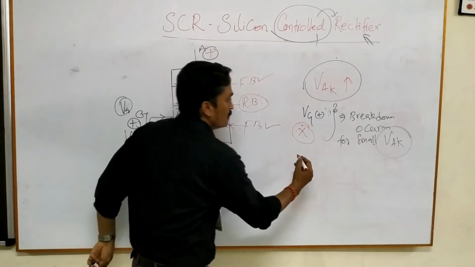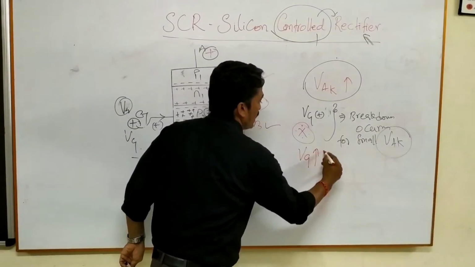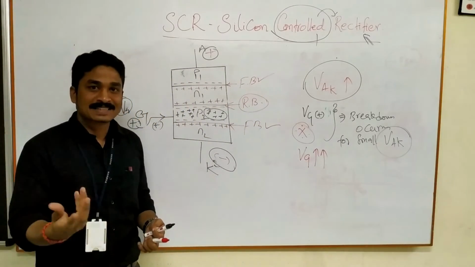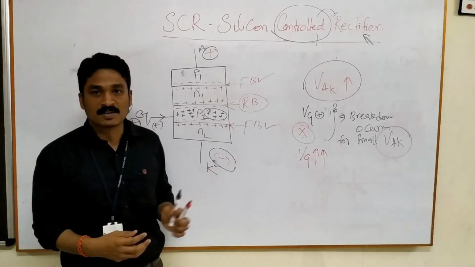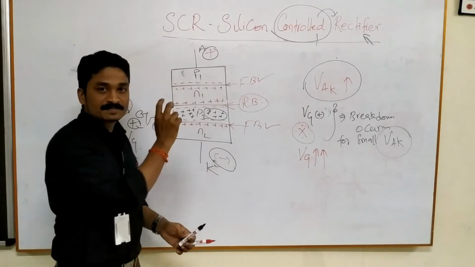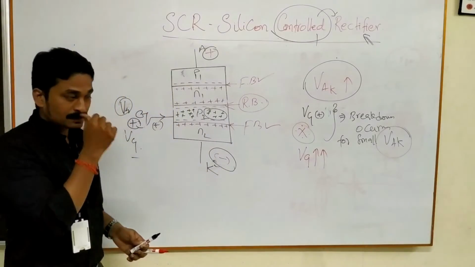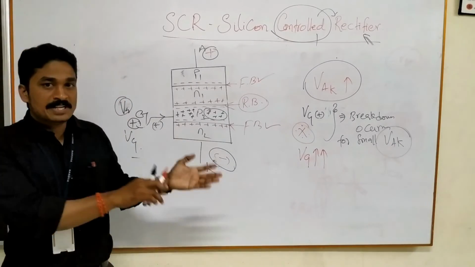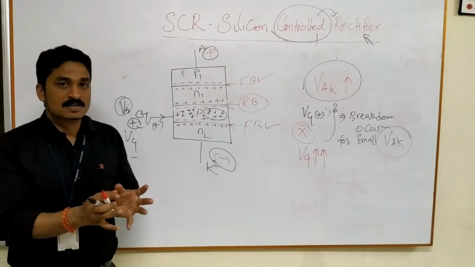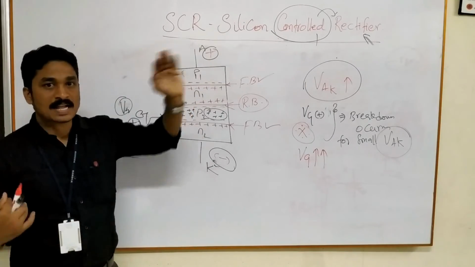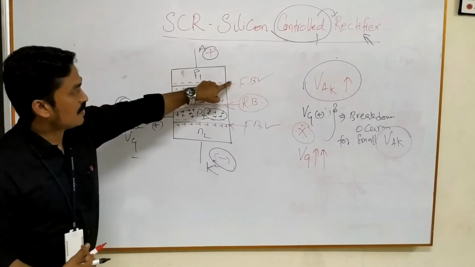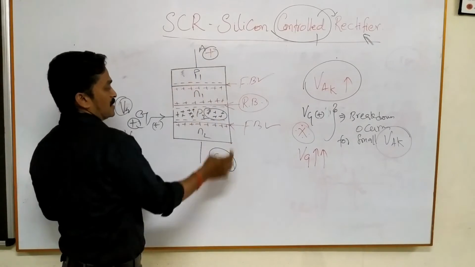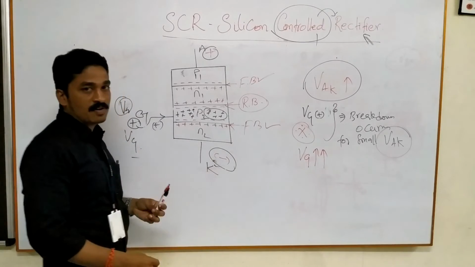If we apply more and more VG, what will happen? The higher the VG, the quicker the breakdown happens in this particular junction. You got it? So I repeat this operation because it's very important. Initially we discussed the transistor model, how the current flow happens from anode to cathode. And here, this is forward bias and this is forward bias, so nothing to be worried about, because plus minus will break this junction quickly in the forward bias.